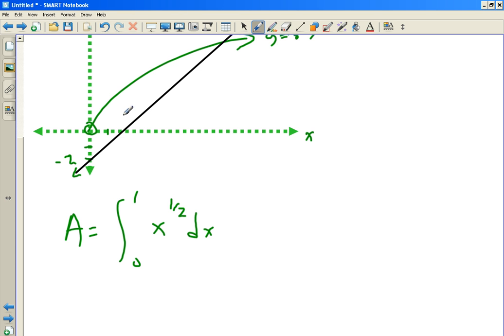Yeah. It should be from 0 to 2. 0, we said 2, right? Oops. Then we're going to add on the other area. Well, the other area is going to be from 2 to what? Well, I don't know. How do you know where they intersect? When does rad x equal x minus 2?